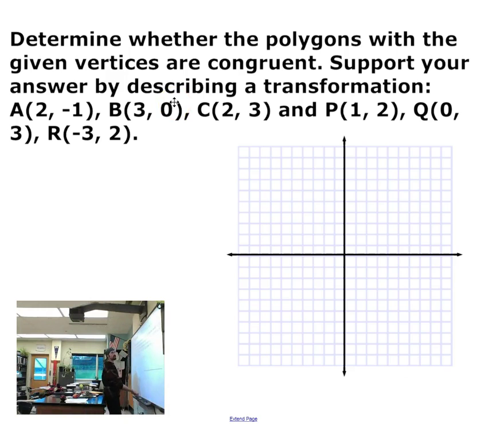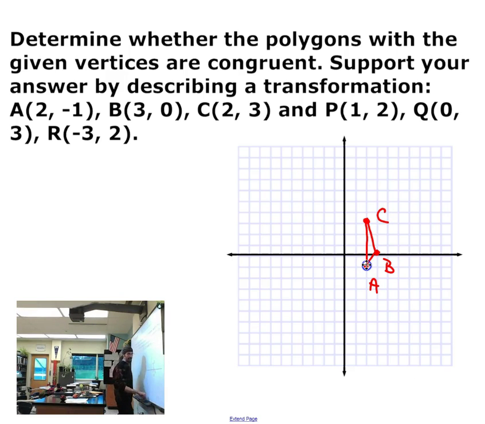I hope you can hear me loud and clear. A (2, -1) is right here. This is point A. B is (3, 0). And C is (2, 3). Now, I like to actually connect the dots to say, oh my gosh, I'm actually looking at a triangle. Look at that gorgeous red triangle.